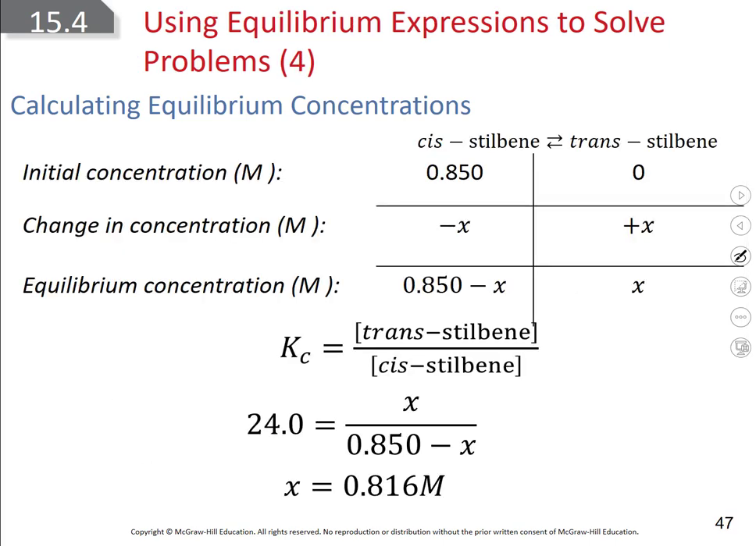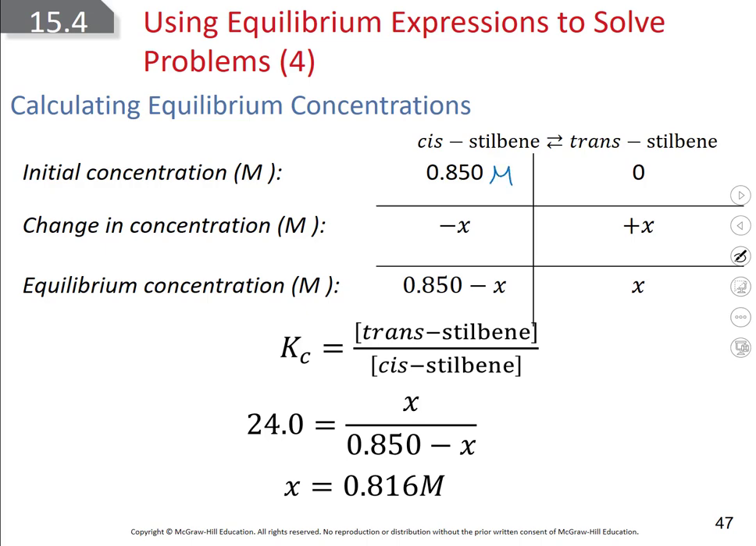If we set up what's called an ICE table here. ICE table is an acronym. I stands for initial concentration, C stands for change, and E stands for the equilibrium concentration. In this case, we were told that we were starting with an initial concentration of our reactant cis-stilbene of 0.850 and then no trans-stilbene. So we know automatically this reaction is going to proceed forward because we don't have any product to proceed backwards.